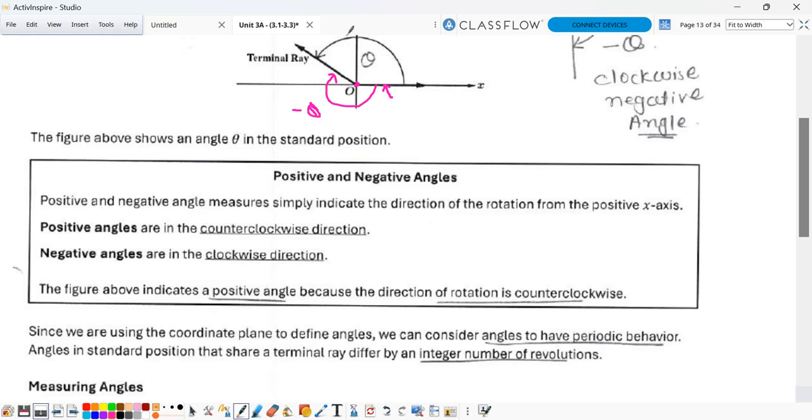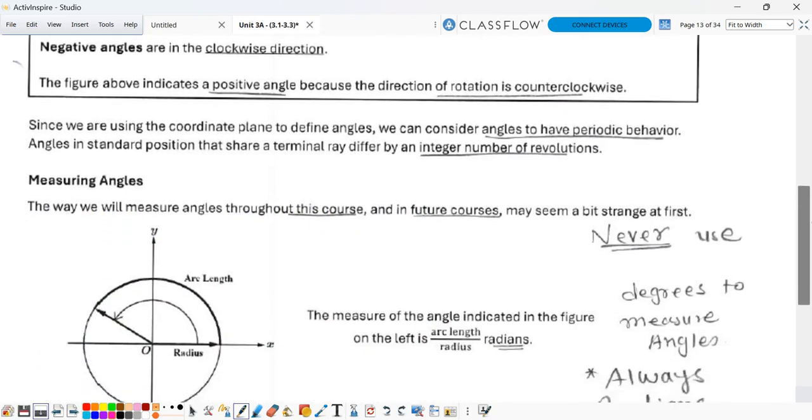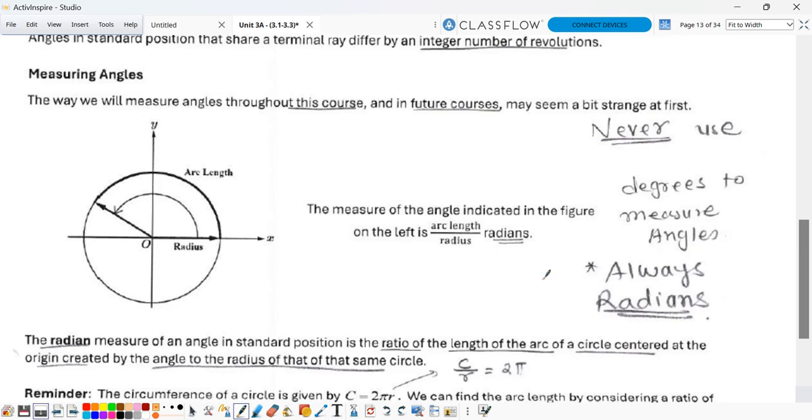So this number, let's say 120, and then this is a negative angle. They both are coterminal angles. Coterminal means they have the same terminal side. Now, measuring angles. We will measure angles throughout this course and future courses in a different way, which is we will always use radians. We will never use degrees.